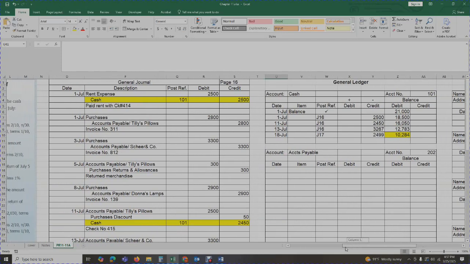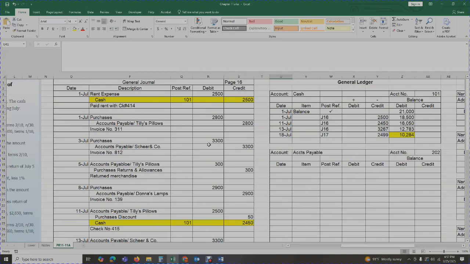Now we're going to be looking at our accounts payable. Anything that has accounts payable. Here we're going to start off. I'm going to use a different color for accounts payable. This is on July the 1st. This is journal 16, and we have a credit of $2,800. Accounts payable has a normal balance of a credit. A credit increases it.